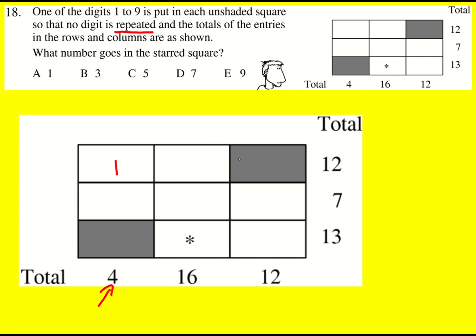If I put a 1 top left, then I'd have to put an 11 here to get the total of 12, which is not allowed. So straight away I can put in 3 here and 1 here to sort that total out, and then this must be 9. Remember, we can't repeat them, so these are now crossed out. You could, if you want, write them down and actually cross them out after you've used them.